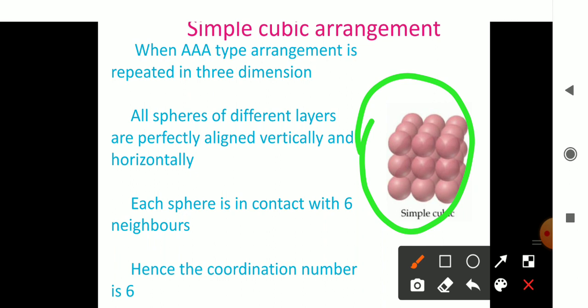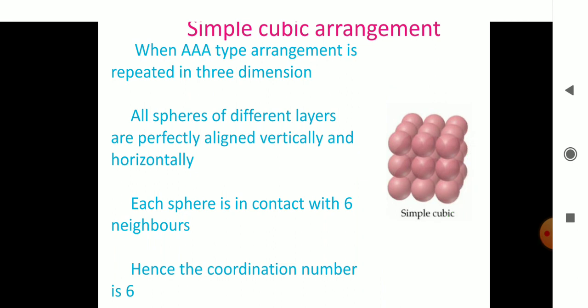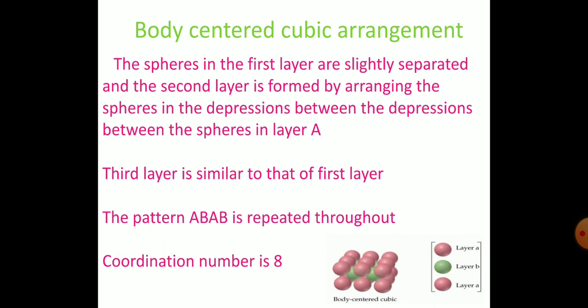Then the second 3 dimensional arrangement we are going to discuss is body centered cubic arrangement. Now the first layer is a one dimensional one. The spheres in the first layer are slightly separated, and the second layer is formed by arranging the spheres in the depressions between the spheres in layer A. My dear students, layer A is a normal one dimensional arrangement. Now layer B, the second layer, is arranged in such a way that the atoms of layer B exist in the depressions of the first layer, as we have seen in the case of AB type arrangement.